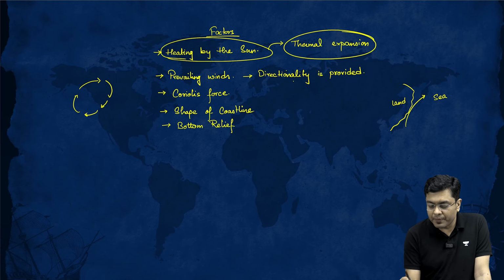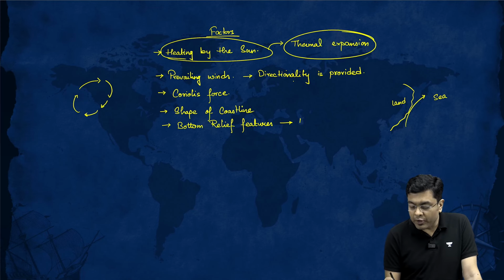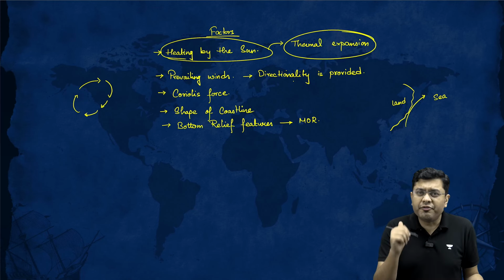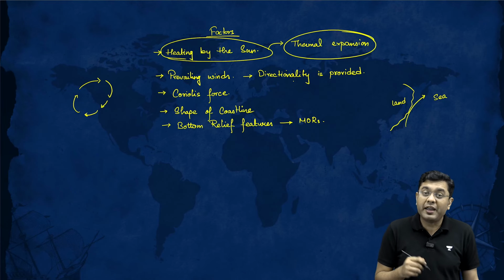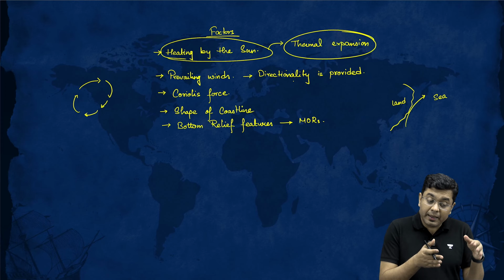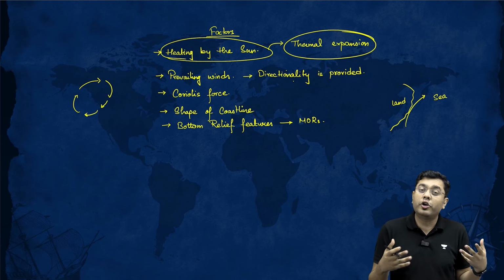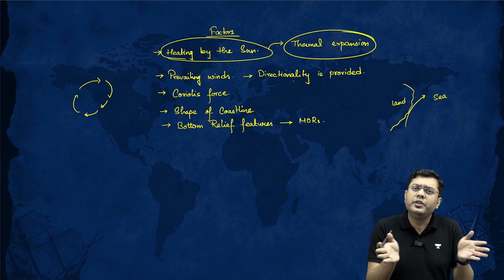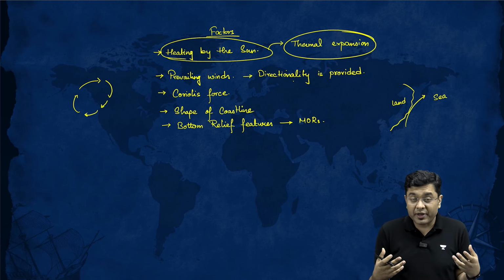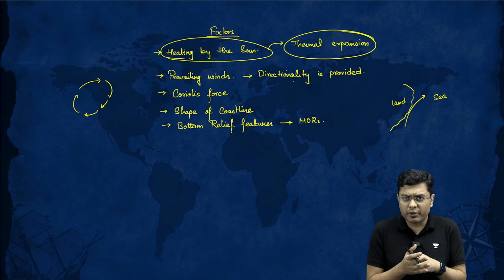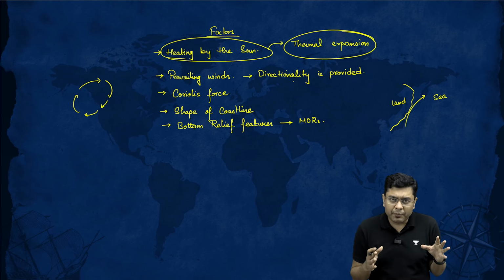Bottom relief features, such as the case of mid-oceanic ridges. Here give the example of the Wyville-Thomson Ridge in the region of the northern Atlantic, where this ridge basically provides a kind of obstruction to the North Atlantic Drift, due to which it will trifurcate. The North Atlantic Drift also ends up trifurcating when it hits that mid-oceanic ridge. All that you can elaborate.